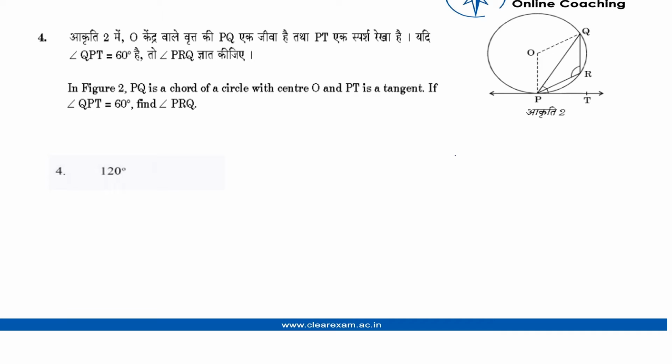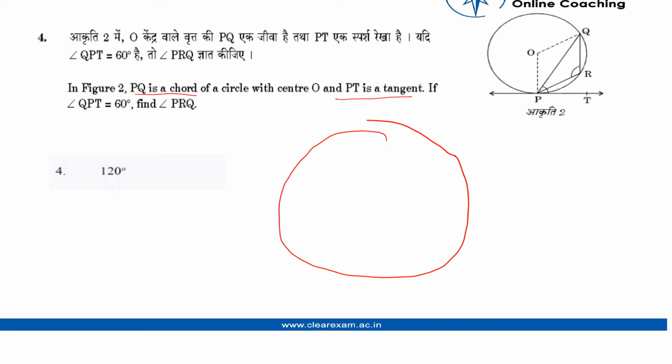Then in this question, PQ is a chord of a circle with center O, and PT is a tangent. We are given that angle QPT is equal to 60 degrees, and we need to find angle PRQ.